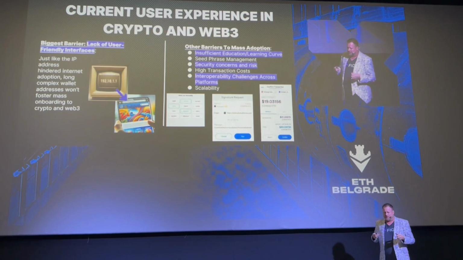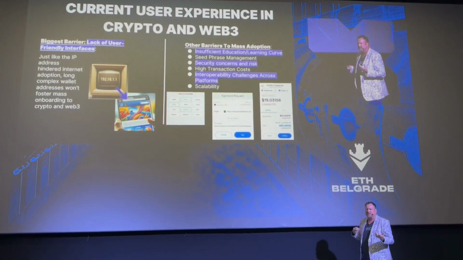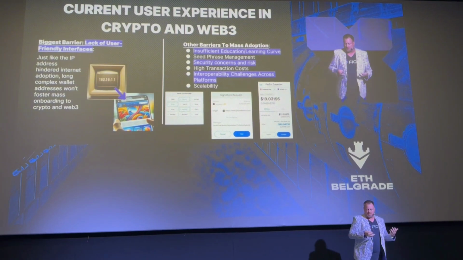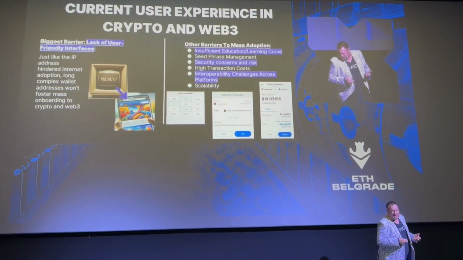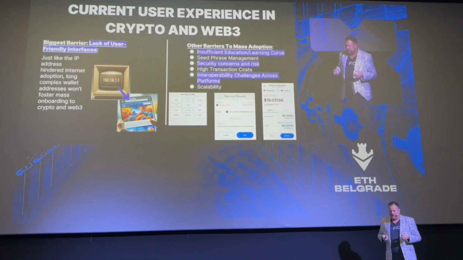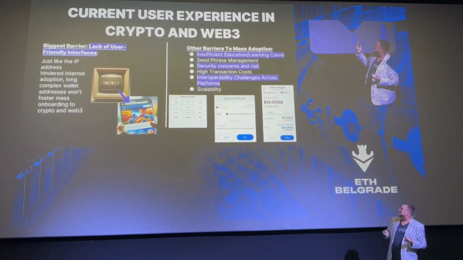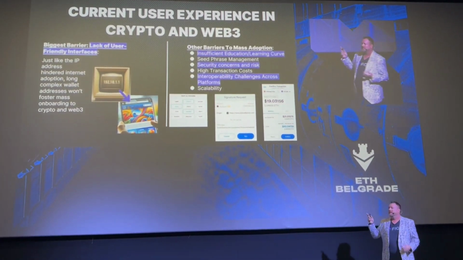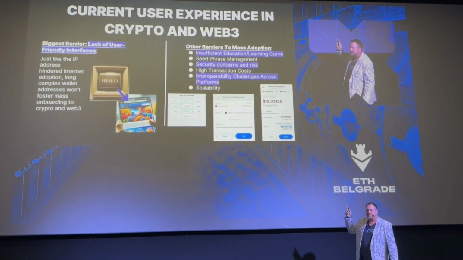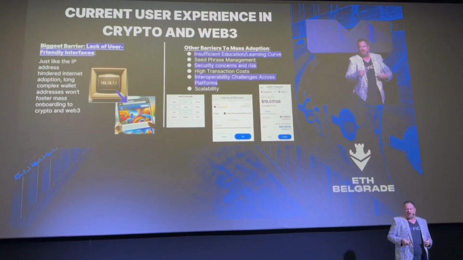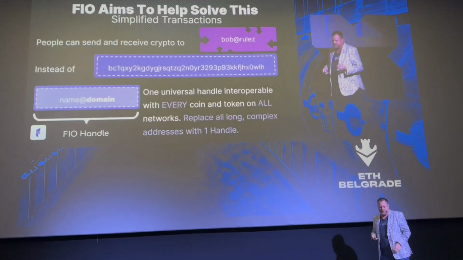Security concerns and risks, which are being addressed with new protocols. High transaction costs. I think we're starting to see that evolve with the use of other chains, other protocols. Interoperability challenges across platforms, and then scalability is another thing. I gave an example from that image, and many of you have experienced this, right? It's a $19 Ethereum transaction with a $20 gas fee. So we've got to evolve to improve that user experience.